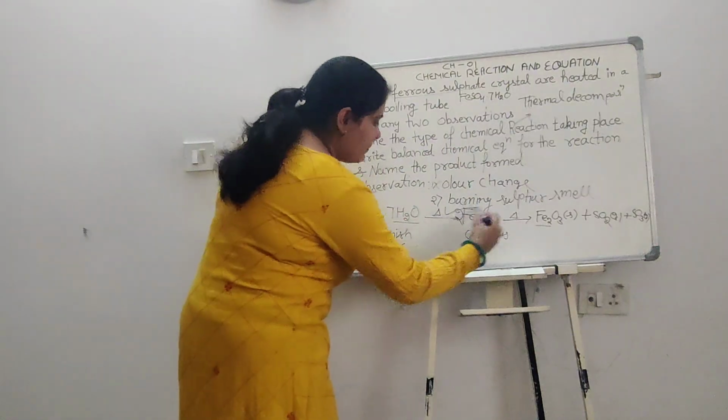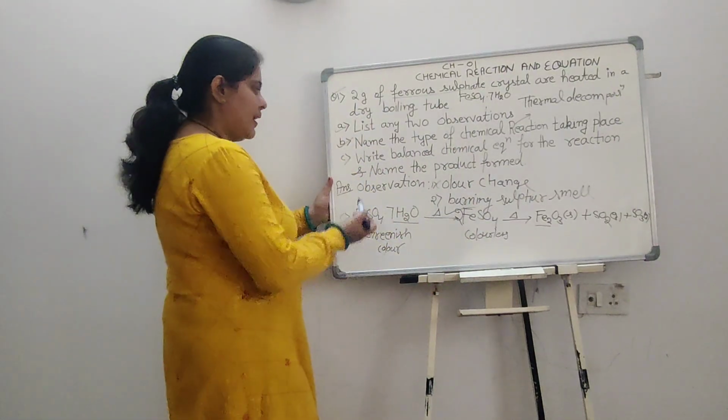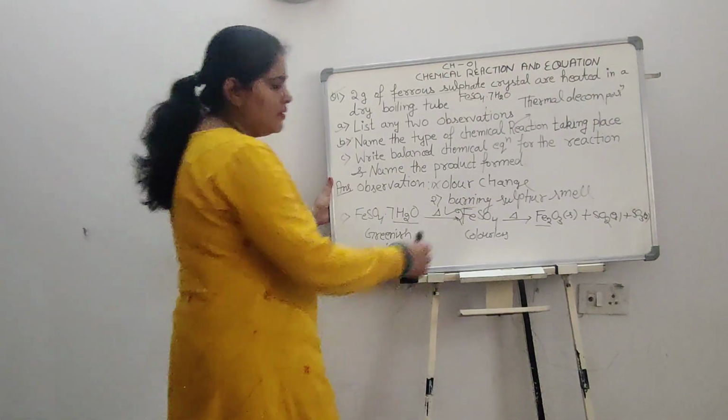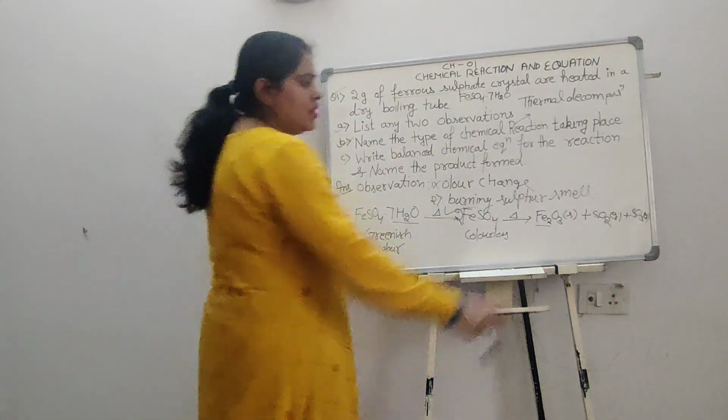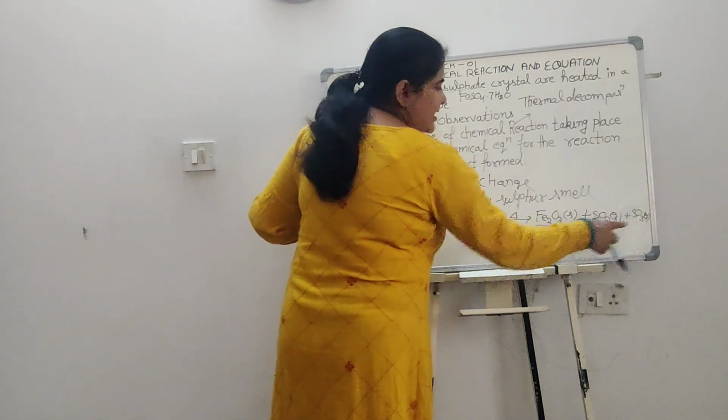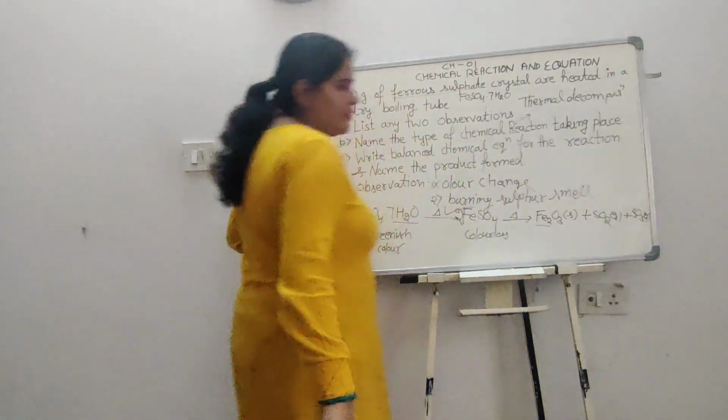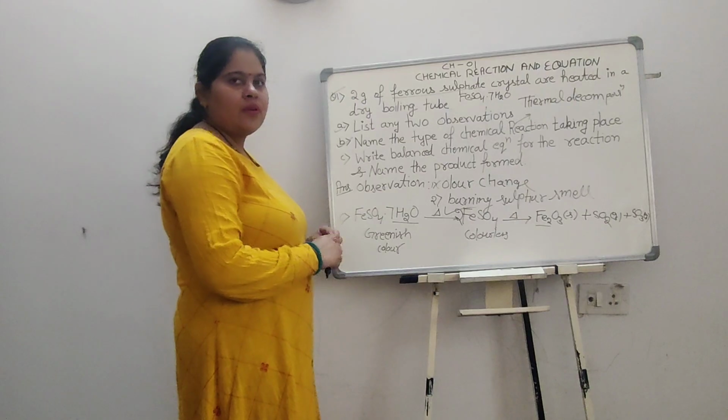This is the balanced chemical equation, and name the products formed. One product is ferric oxide, Fe2O3. Then sulfur dioxide, SO2 gas, and sulfur trioxide, SO3 gas.